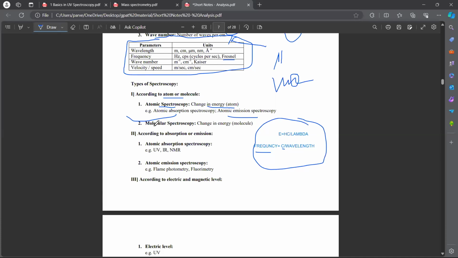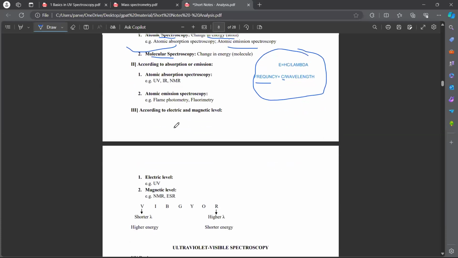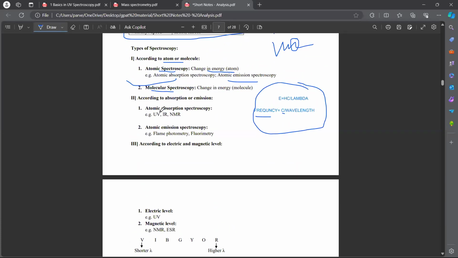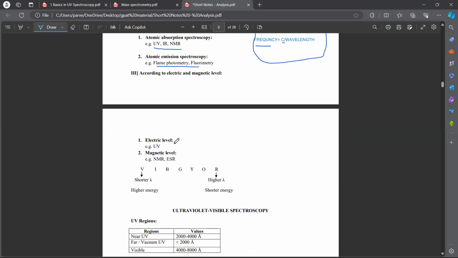Next, the second one is molecular spectroscopy. A molecule is made up of a group of atoms. So if you study at the atomic level, it is known as atomic spectroscopy, and if you study at the molecular level, it is known as molecular spectroscopy. Molecular spectroscopy includes UV, IR, NMR, and atomic emission spectroscopy includes flame photometry and fluorimetry.